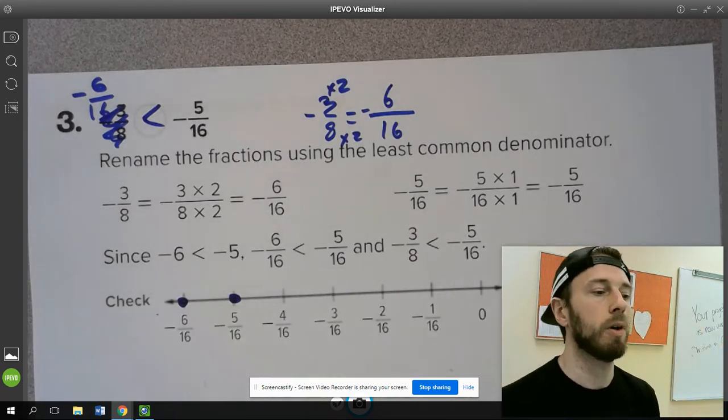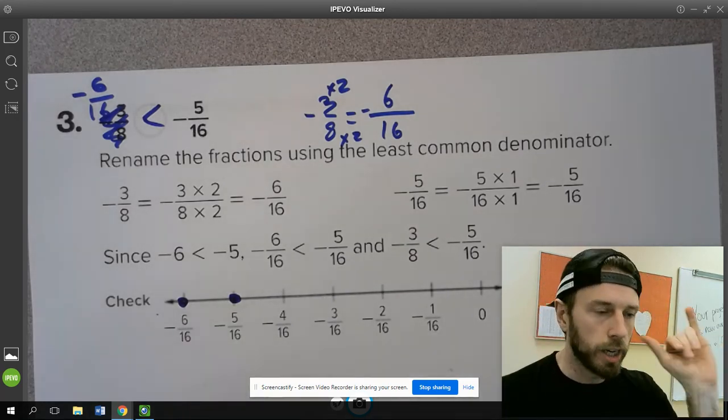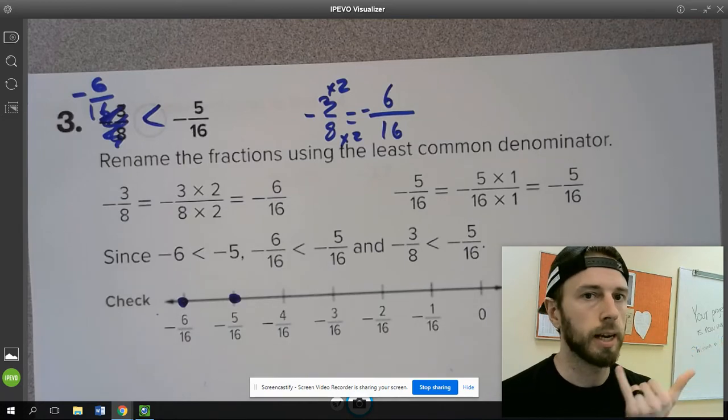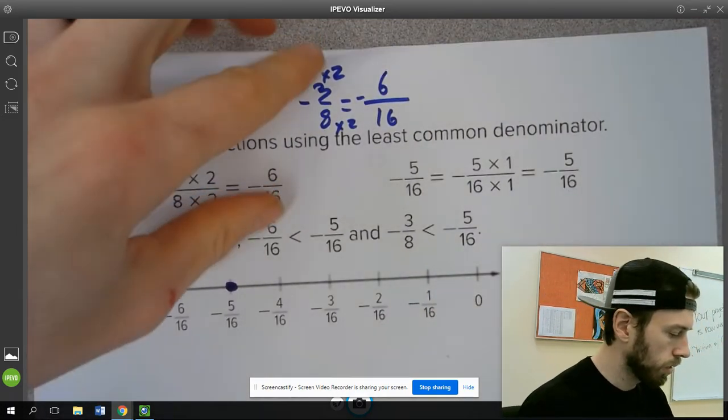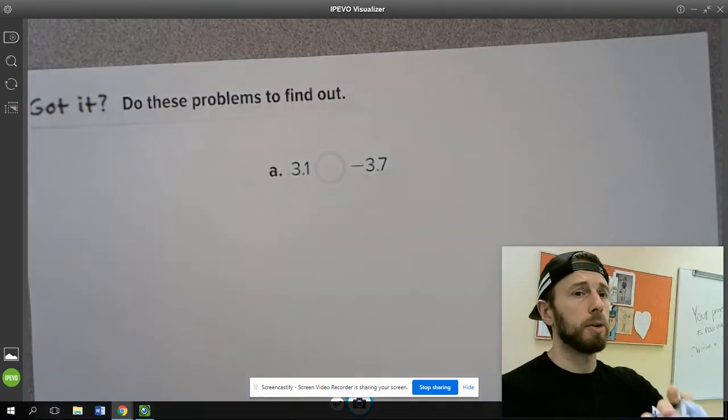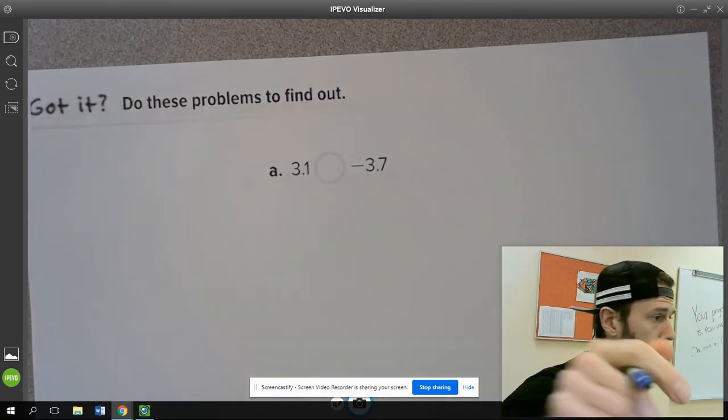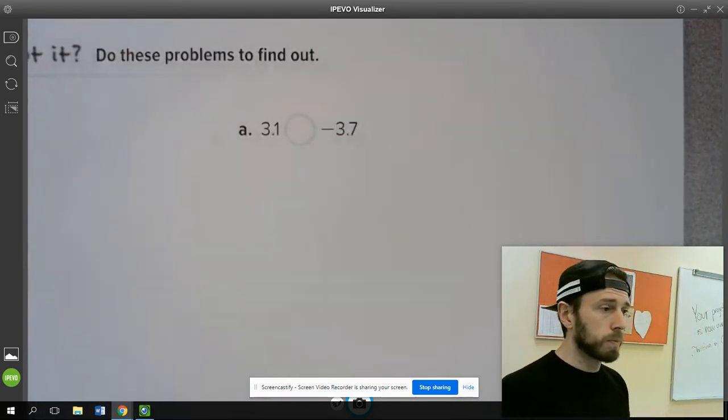Remember, the really difficult thing about this is the fact that you got to change your thinking. You got to flip it, right? Because negatives are opposites. Let's try another one. We're going to go through a couple of these. Remember, you guys can rewatch this video if you need to, right? How about this one?